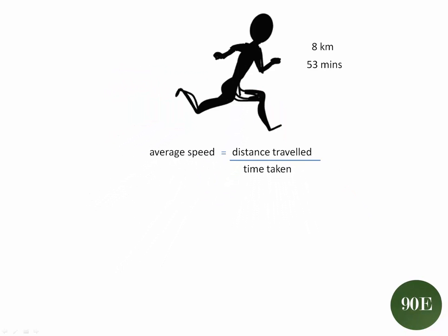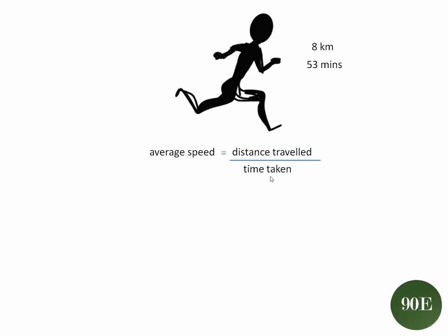We've got a person here who's run 8 kilometers in 53 minutes. We want to calculate their average speed in meters per second. So we've got our formula here. If you'd like to pause and calculate this by yourself, please do so, and then you can join us to see if you've got the same answer.